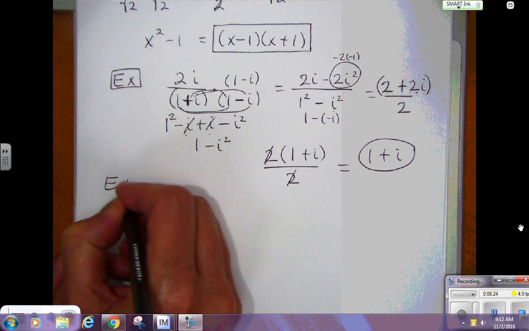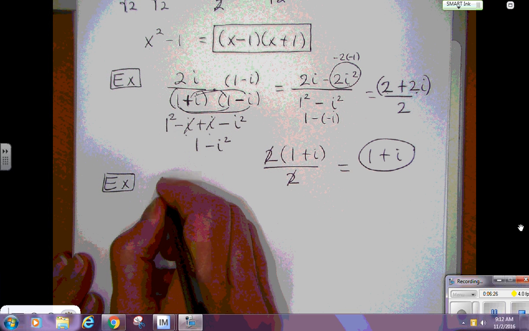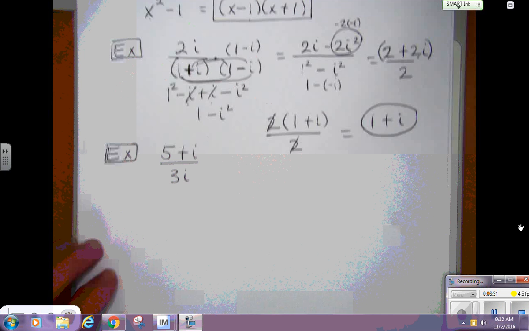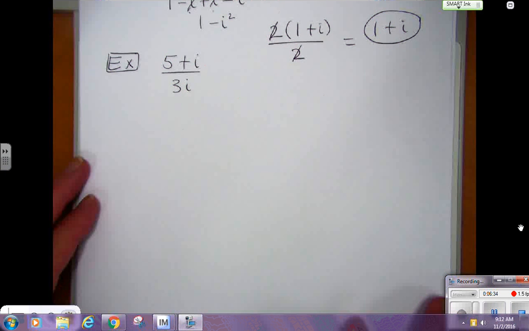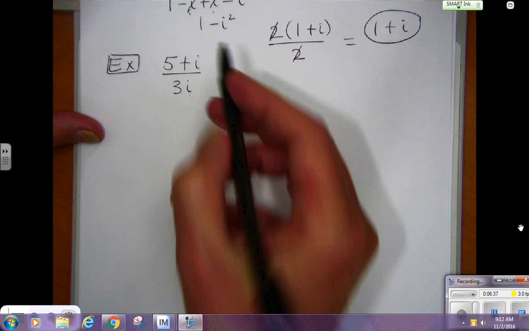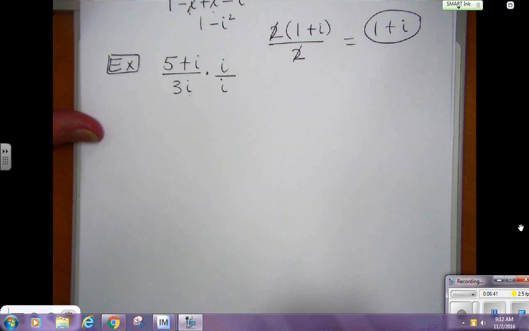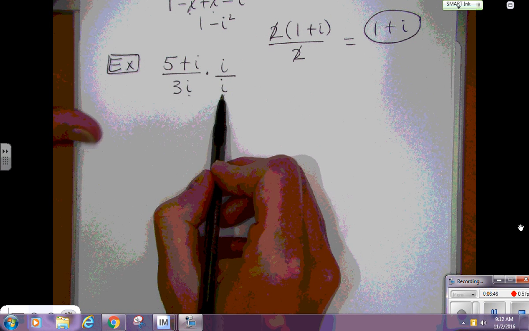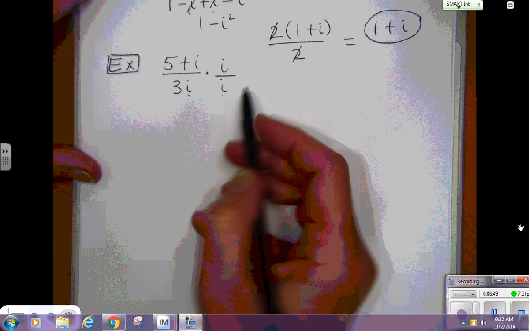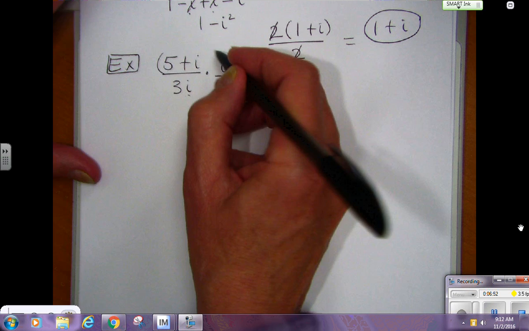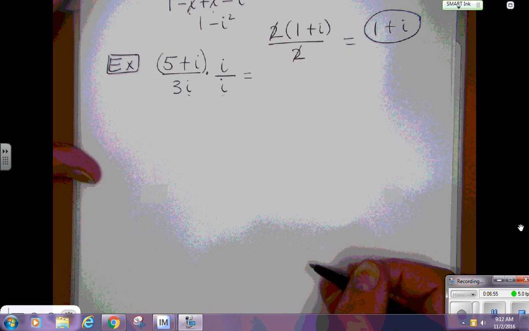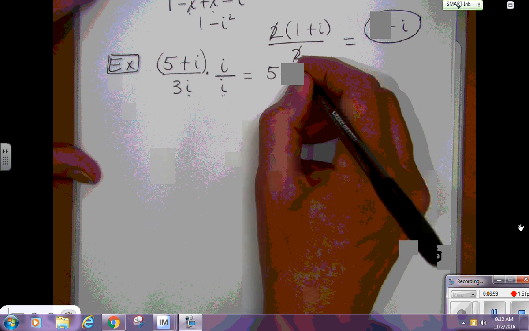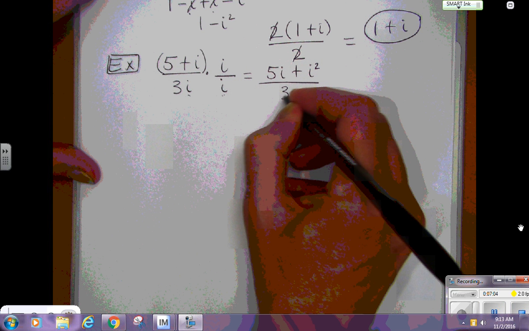This one you're going to have a monomial in the denominator that has i. This one's a little bit easier because you don't multiply by a conjugate when you have a monomial. To get rid of this i I just need to multiply top and bottom by i. Because when I multiply i times i, that gives me i squared, which is a negative 1. So it's going to reduce out when I multiply by just an i. But in the numerator, I have to distribute that i. So in the numerator, I'll have 5i plus i squared over 3i squared.